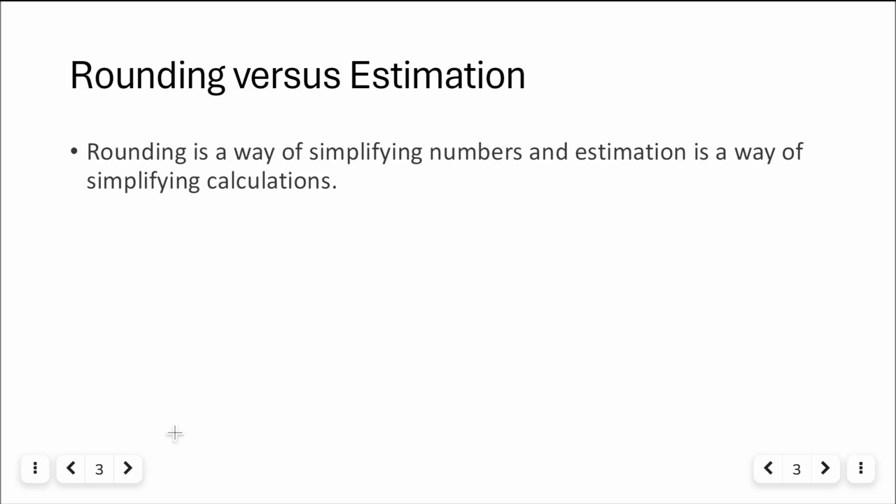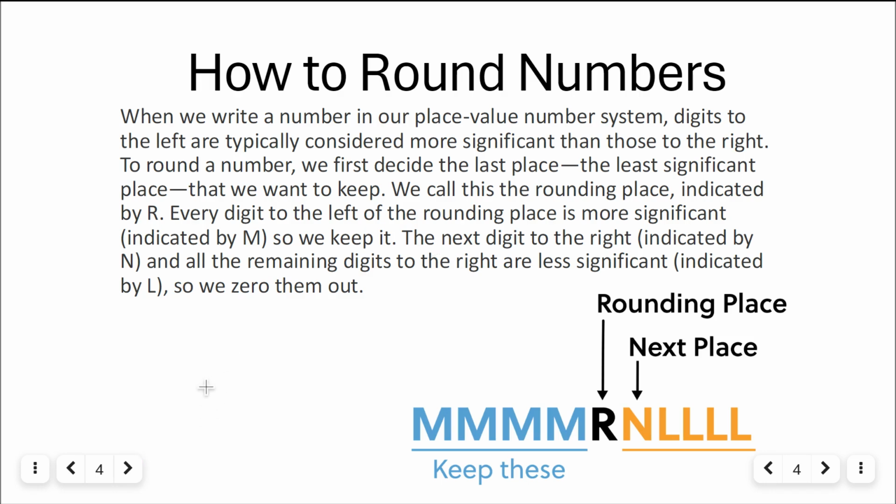All right. So now let's take a look at some rounding. Here's how we round numbers. We have to remember how to do that. Okay, so we have some very sophisticated information up here. We write a number in our place value system. Digits to the left are more significant, or more important, than those to the right. To round a number, we decide the last place that we're going to keep. Okay, and then that's your rounding place.